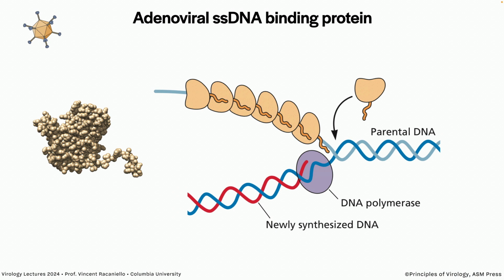So the protein itself, the structure is shown here on the left in a space-filling diagram. You can see there's a core protein with a little extension of amino acids coming out, and we think that forms a kind of plow that helps denature the two strands of the DNA.